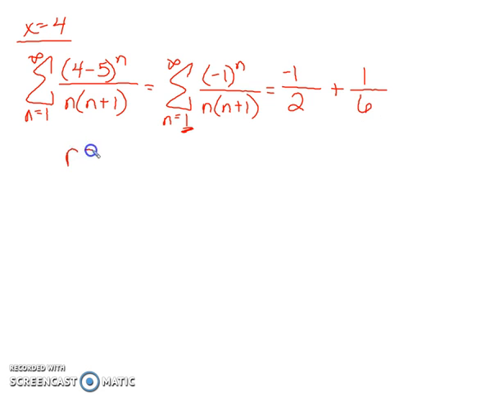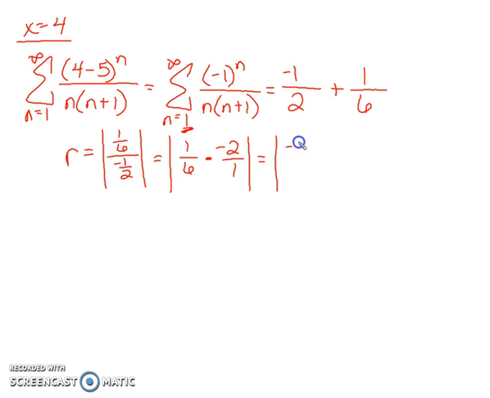So my common ratio, the absolute value of it, would be 1/6 divided by -1/2, or 1/6 times -2 over 1, and we would end up with a common ratio of 1/3, which is less than 1. Therefore, we need to keep that endpoint.